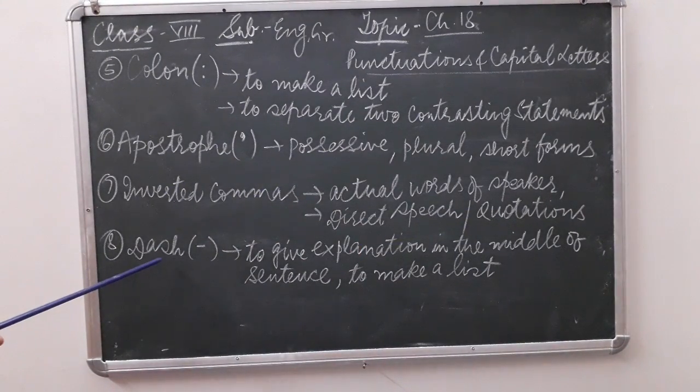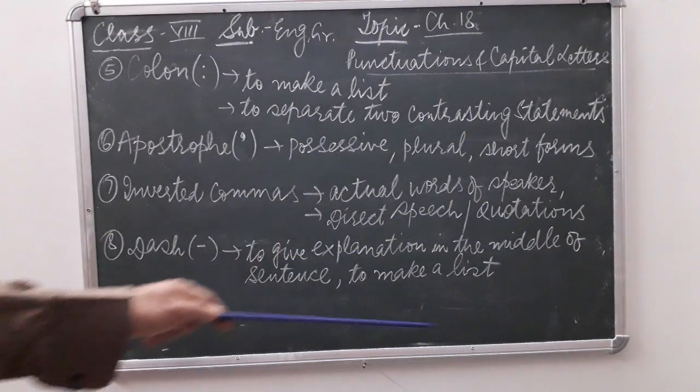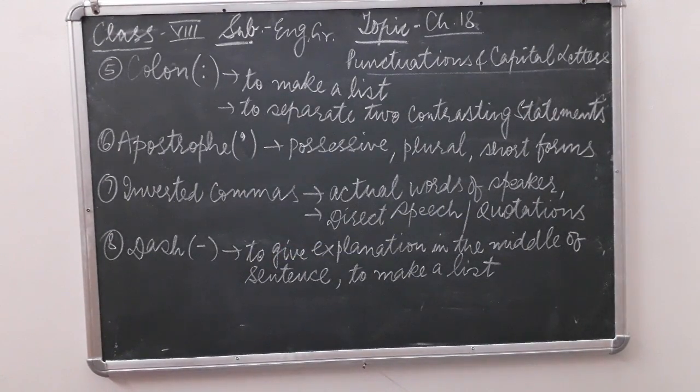Next, number 8, dash. Dash is used to give explanation in the middle of a sentence. For example, everybody, dash, the spectators, comma, the players, comma, the journalists, dash, praised her performance. It means that it has come in the middle of the sentence.